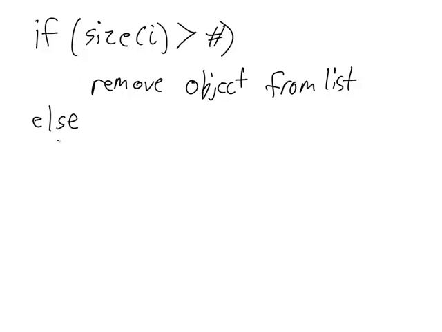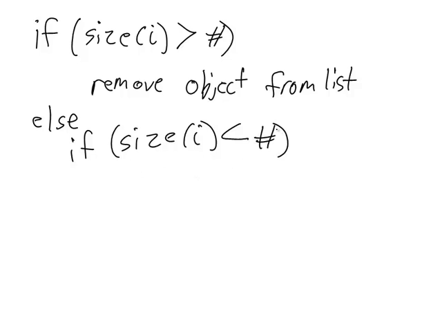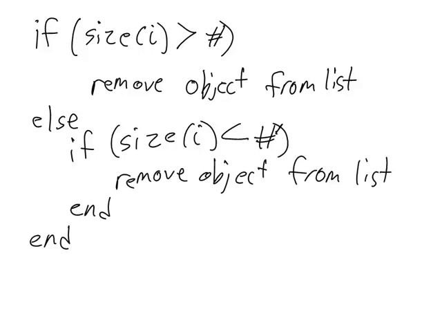Or if the size of the object is too small, if it's less than some number, then remove the object from the list again. We can use if statements like these to pare down the list of objects, to ignore those objects that are not of interest to us, either because they represent things that are not really objects, like noise or the background, or because they represent legitimate objects that are not the objects that we're looking for.